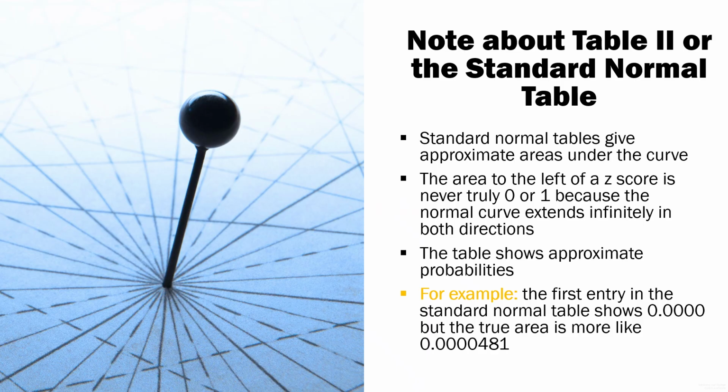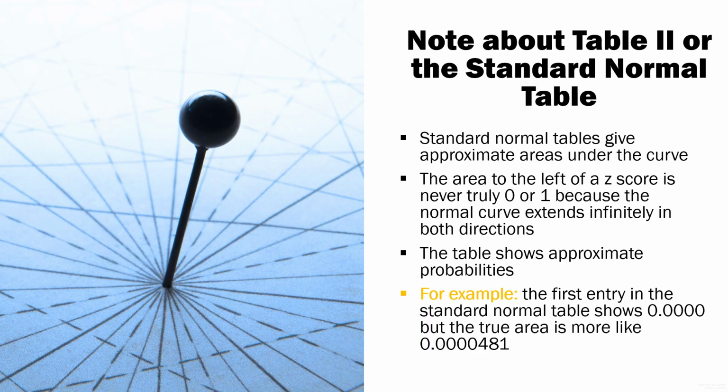Here are some notes that I want to mention about Table 2, your standard normal table. First of all, the standard normal table gives approximate areas under the curve. Also, the area to the left of a z-score is never truly 0 or 1 because the normal curve does extend infinitely in both directions. So the table is just showing us some approximate probabilities.